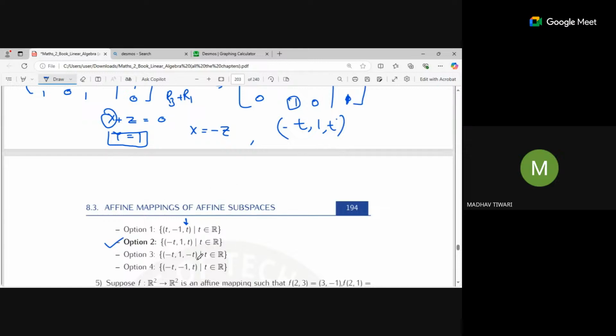Now in these two options, one option is there only with minus t. So if I put the z value minus t, then it will be minus t, y will be 1, and x value will be t. Is it there? No, it is negative t already given. So this is wrong.